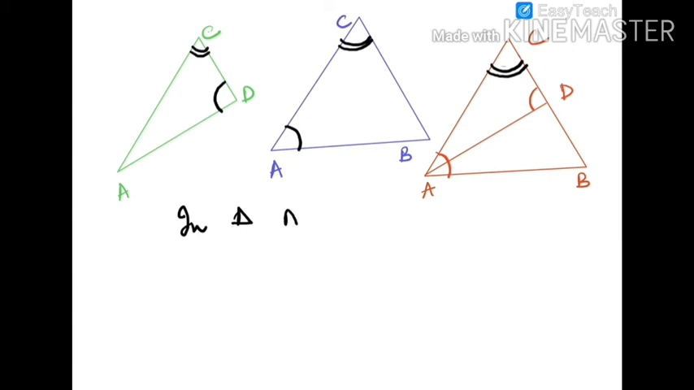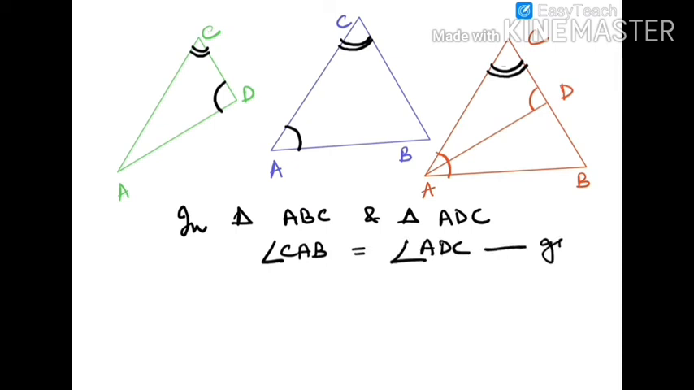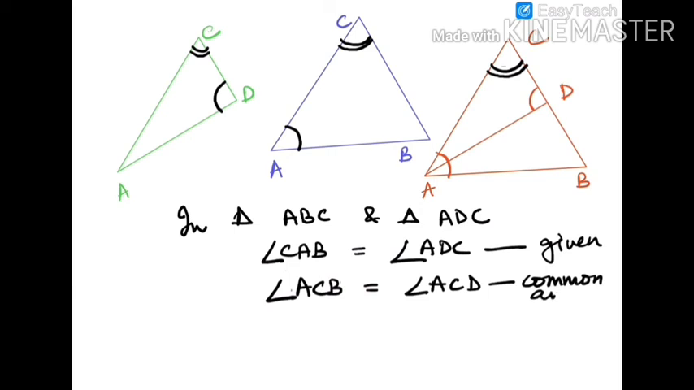In triangle ABC and triangle ADC, angle CAB is equal to angle ADC. This is given. Angle ACB is equal to angle ACD. These are common angles. So triangle ABC is similar to triangle. What will be the order?